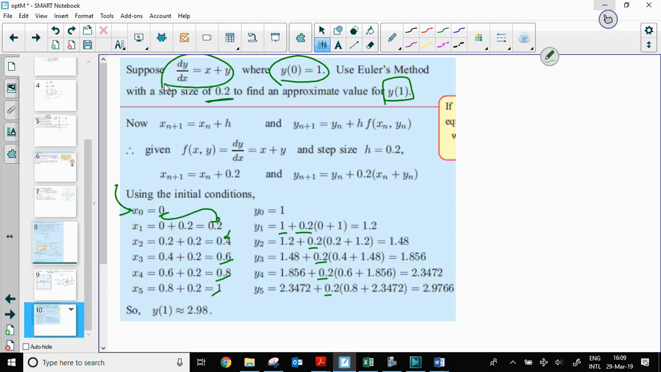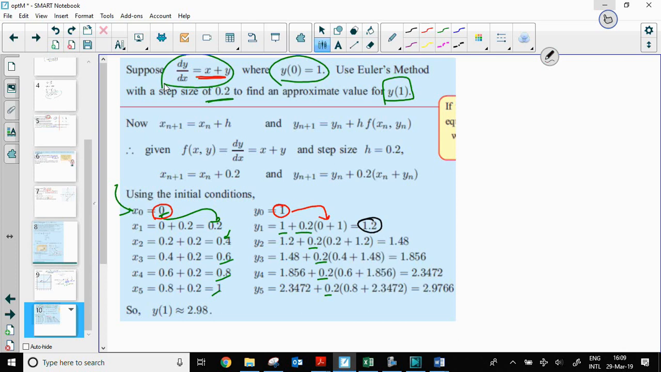So we got 1 plus 0.2 times 0 plus 1. Where does the 0 plus 1 come from? The rule is x plus y, 0 plus 1. We simplify this expression and we get 1.2.